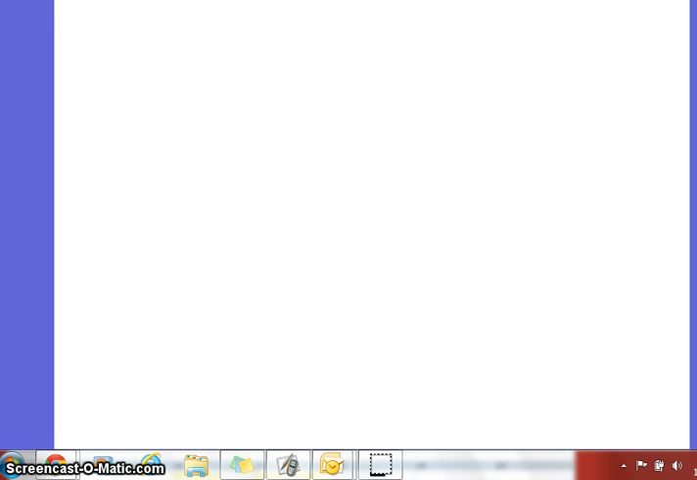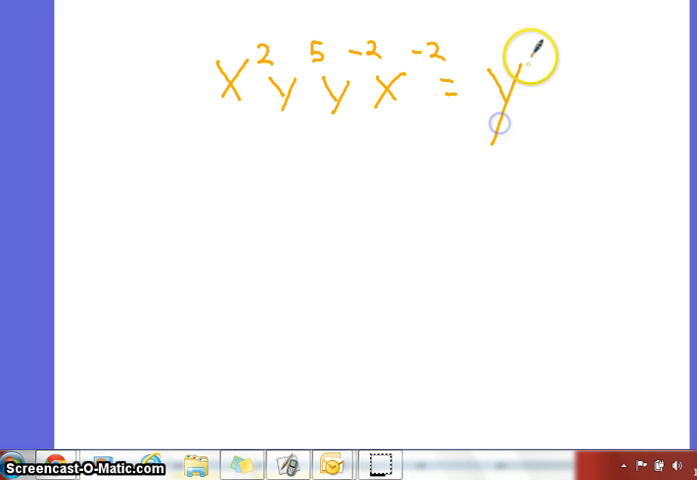So we can do that to do some pretty handy stuff. x squared times y to the 5th times y to the negative 2nd times x to the negative 2nd equals y to the 3rd, because 5 minus 2 is 3, and x to the 0 power, which equals 1, as long as x wasn't 0 in the first place. If x was 0 in the first place, the answer is going to be 0, right? All right, see how we got down to that? Does that make sense? So let's do something hard.